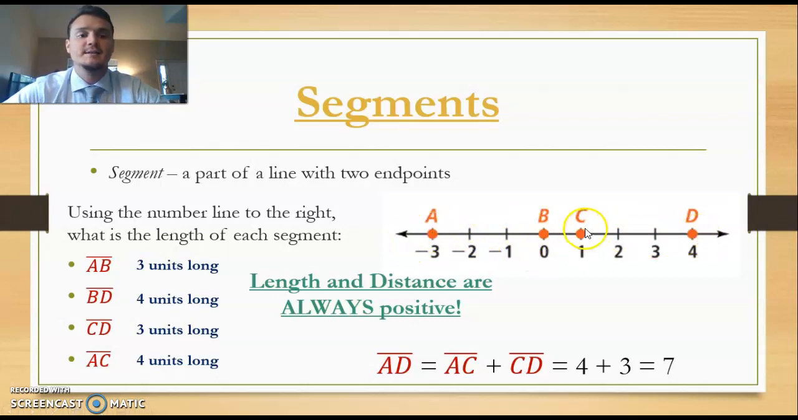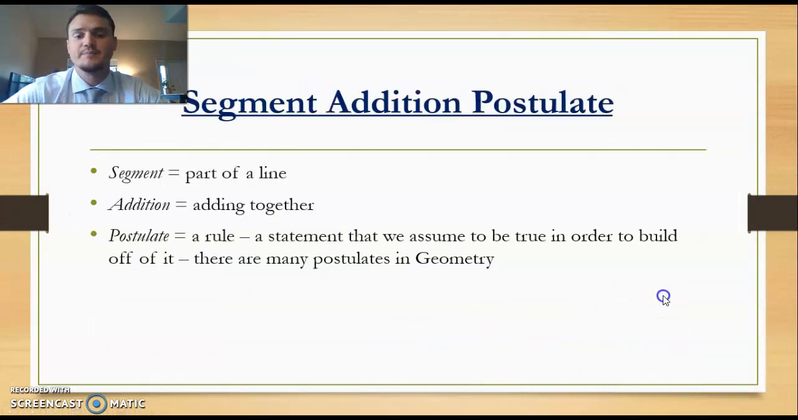We know that A to C is 4 units. We know that C to D is 3 units. So we can say that A to D, by using the segment addition postulate here, is actually 7 units long. Instead of just counting is probably faster, but this is an example of what the segment addition postulate says.